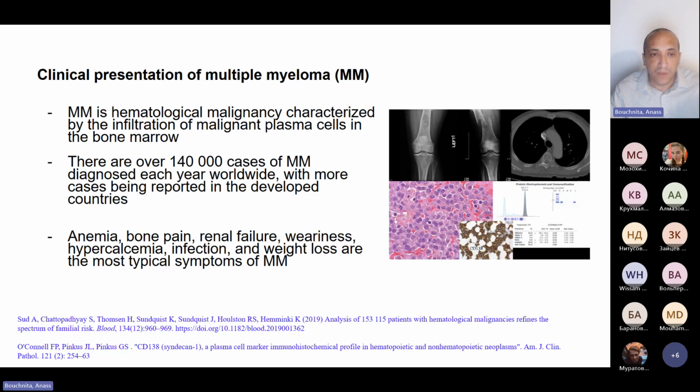Each year we have around 140,000 cases of multiple myeloma, and most of these cases are reported in the developed countries. The symptoms of this disease include anemia due to the lack of red blood cell production, bone pain because of disruption of bone remodeling, renal failure because of increased calcium, weariness, hypercalcemia, infections, weight loss, and others. Here we can see some MRI or CT scan where these patients had a lesion of multiple myeloma in this region, and also a bone fracture.